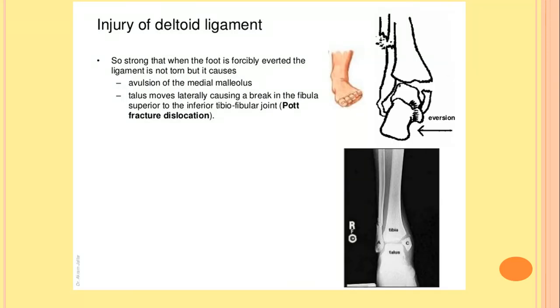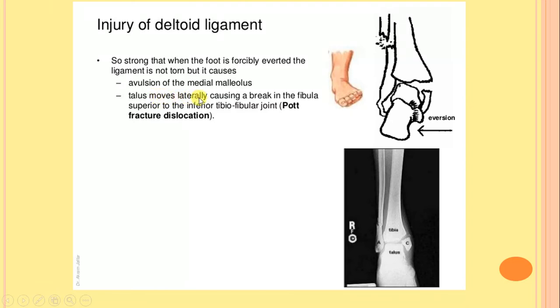Medial ligament can also be injured, but it is so strong that when the foot is forcibly everted, the ligament is not torn, but it causes avulsion of the medial malleolus. Here we can see avulsion of the medial malleolus. And along with that, there is fracture of the fibula.